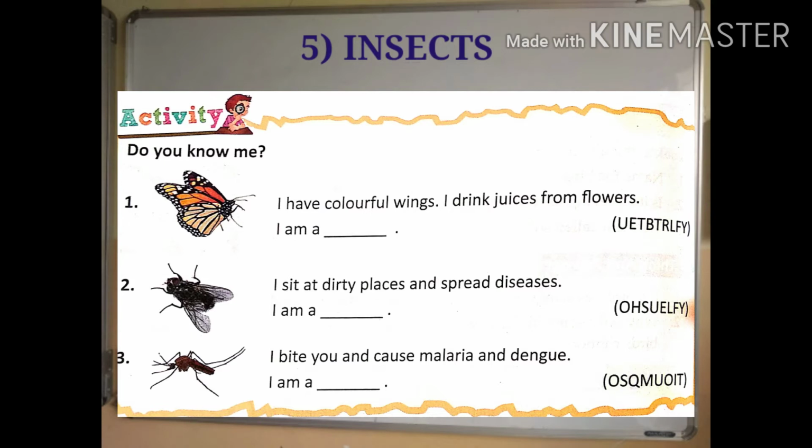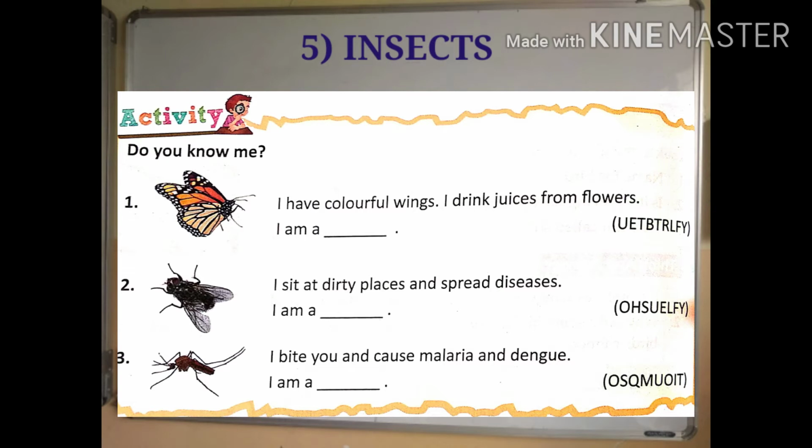Second, I sit in a dirty place and spread diseases. I am, think about this. Yes, correct, housefly. Third, I bite you and cause malaria and dengue. I am mosquito. Hey students, I know that you know about these three insects. These three insects are found around us.